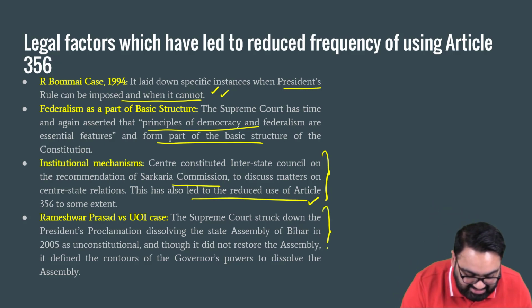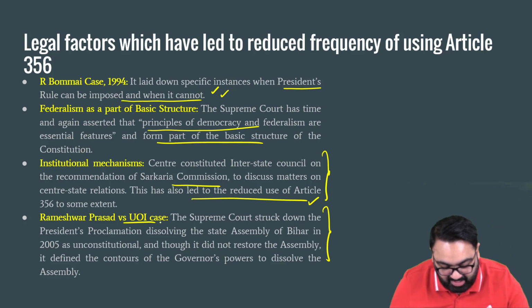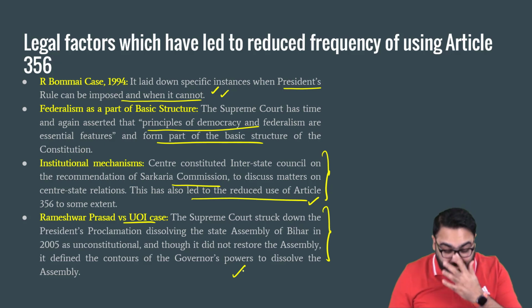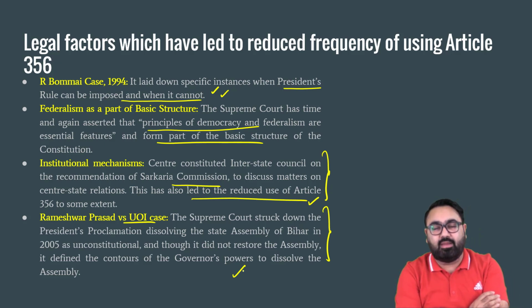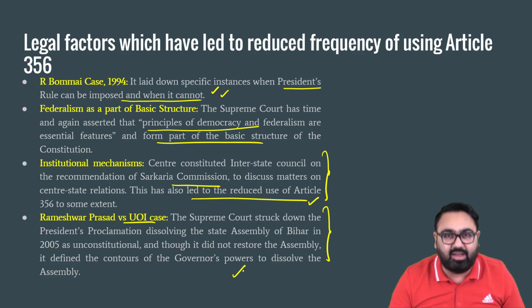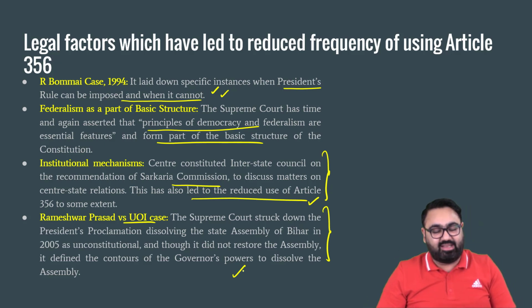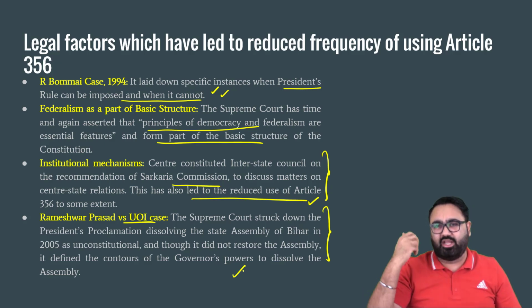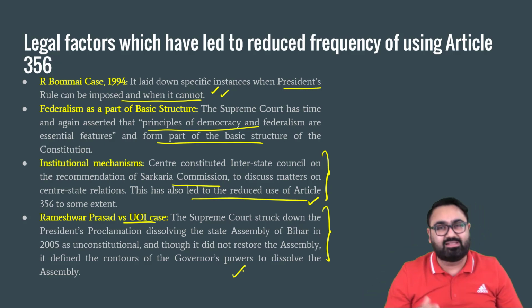There have been cases such as the Rameshwar Prasad case, where the Supreme Court has struck down a president's rule proclamation. There have been multiple such instances where the Supreme Court has called the government back, where the central government dismissed the state government, saying that we are imposing president's rule, although they had the majority. The Supreme Court has called back the government. It has happened in multiple cases, Arunachal Pradesh, Uttarakhand. There are multiple such examples. These are some of the legal factors that have led to a reduction in the instances of president's rule.